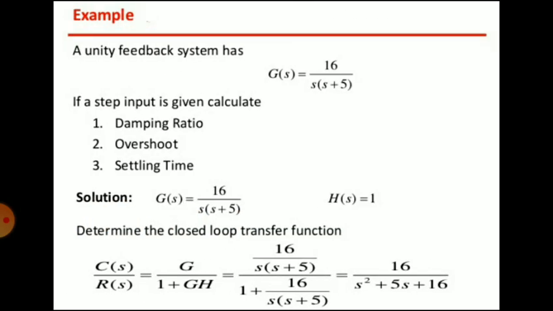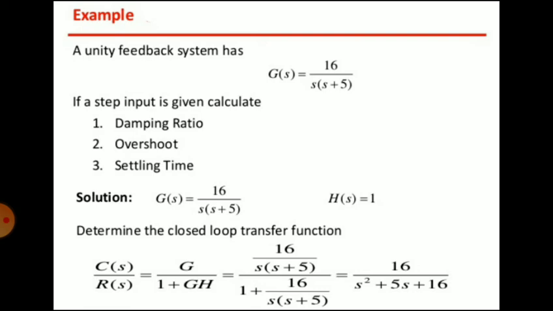So some examples that are given here. A unity feedback system has the transfer function G(s), and if a step input is given, calculate damping ratio, overshoot and settling time. So G(s) is given as 16 upon s into bracket s plus 5, and it is a unity feedback, so H(s) equal to 1.